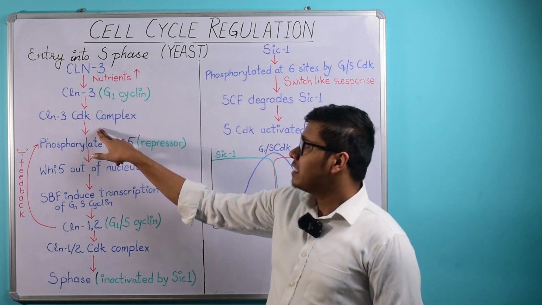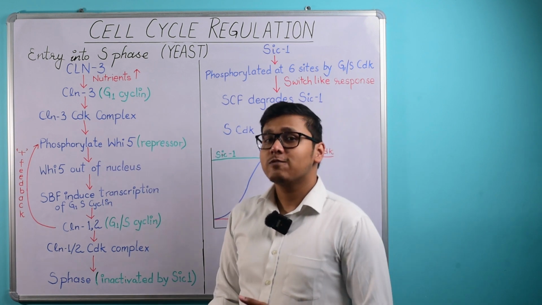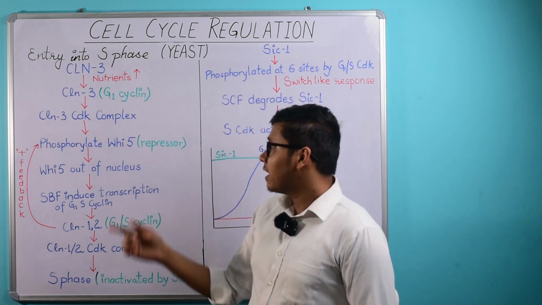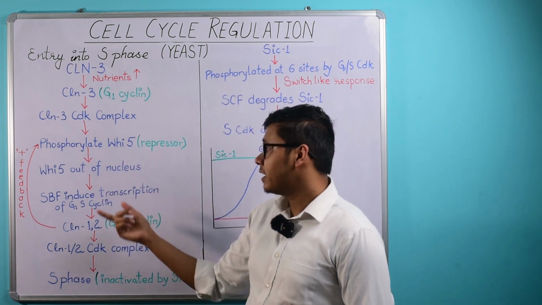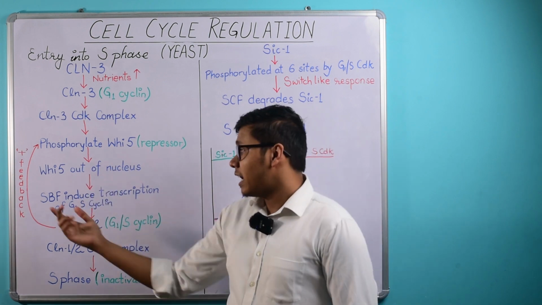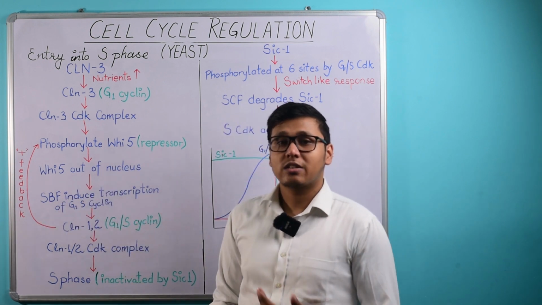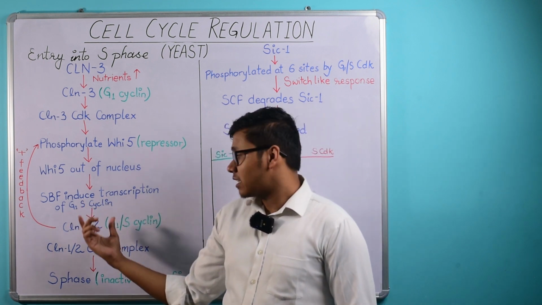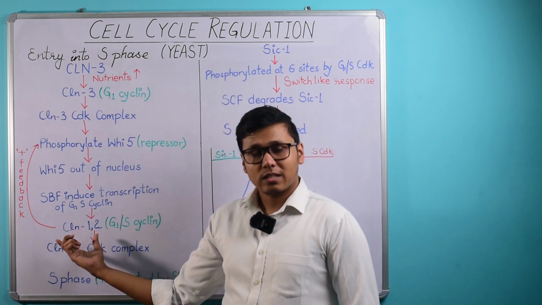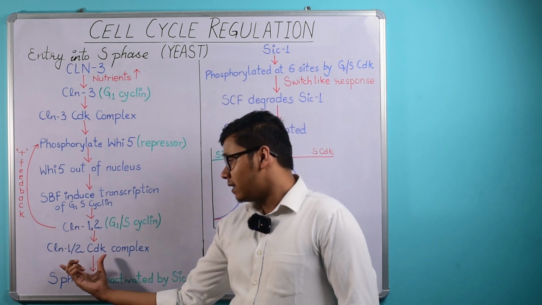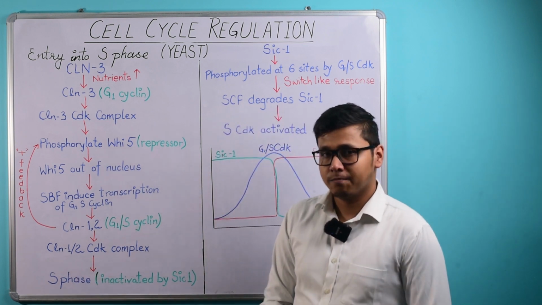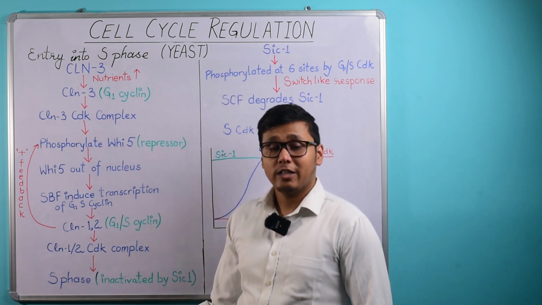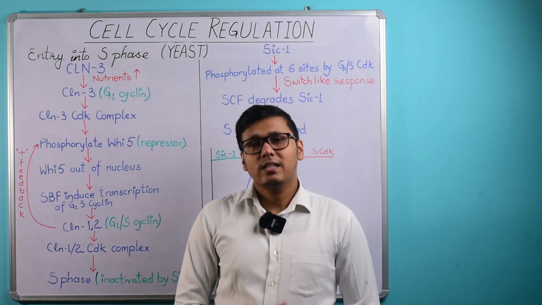So when the CLN3-CDK complex is formed, it starts phosphorylating the Whi5 protein in the nucleus, and as the Whi5 protein gets phosphorylated, it comes out of the nucleus, and the SBF is now free to induce the transcription of G1/S cyclins. And when the G1/S cyclin transcription starts, the CLN1-2 cyclins are formed, and then they form a complex with the CDK, right? So once the G1/S cyclin complex is formed, now the cell is ready to go into the S phase. But there is a problem.